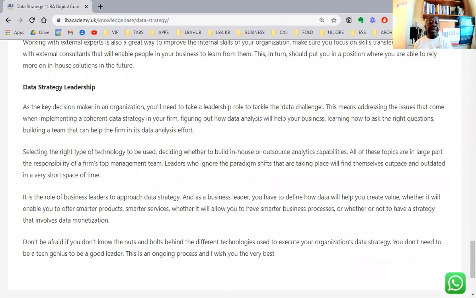And as a business leader, you have to define how data will help you create value, whether it will enable you to offer smarter products, smarter services, whether it will allow you to have smarter business processes, or whether or not you have a strategy that involves data monetization. Don't be afraid if you don't know the nuts and bolts behind the different technologies used to execute your organization's data strategy. You don't need to be a tech genius like me to be a good leader.